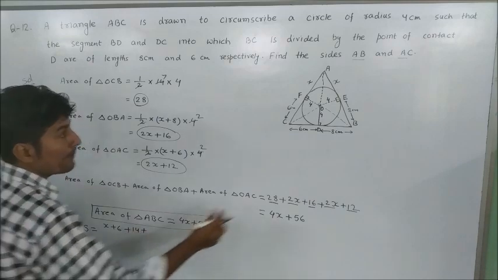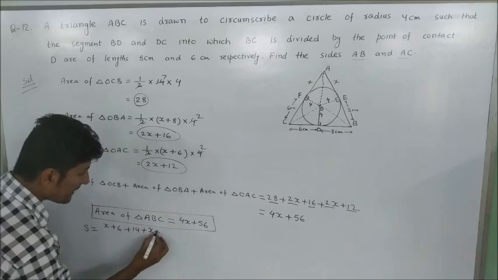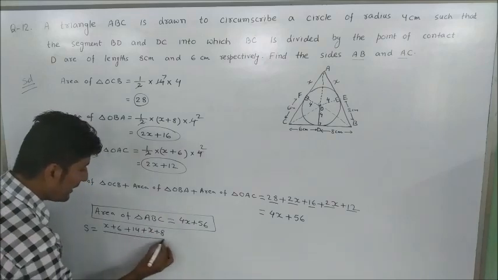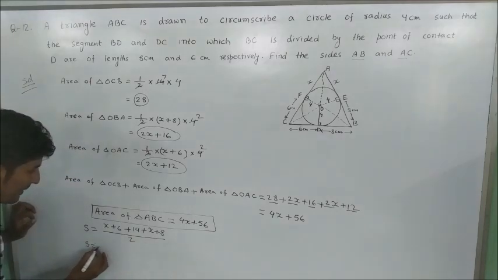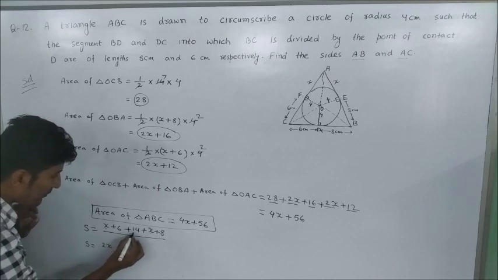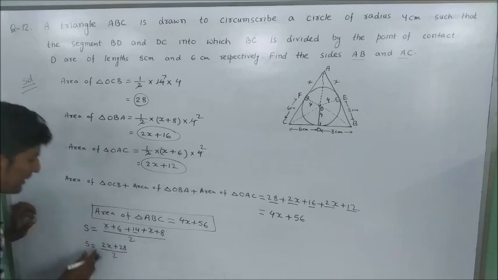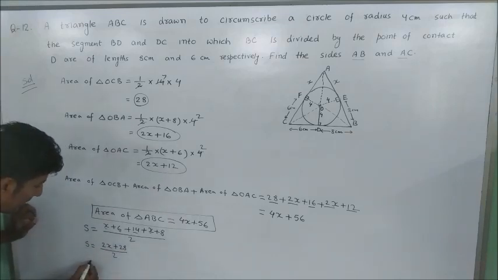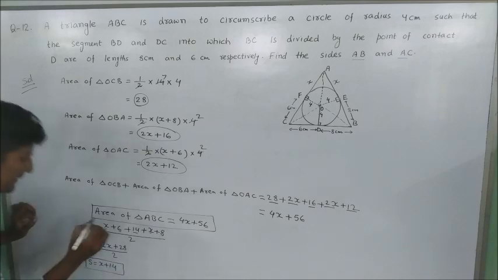14 we can write here. Measurement of third side is x plus 8. So we can write here (x plus 8) divided by 2. So here the value of S will be equal to x plus x, which is 2x. Now 14 plus 6, 20, plus 8, 28, divided by 2. If we divide it by 2 by taking the common, then the value of S will be equal to x plus 14. So this is the value of S.